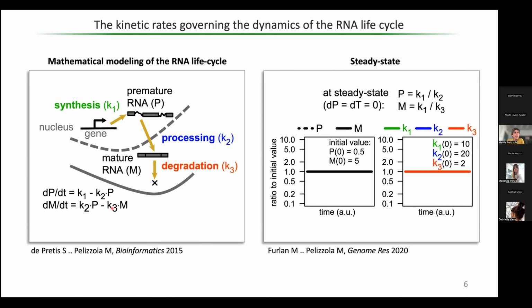At steady state, basically, the change of the abundance of either premature or mature RNA over time or across conditions is zero. Everything is flat over time. So this implies that premature RNA abundance is determined by the balance between synthesis and processing, and mature RNA abundance is determined by the balance between synthesis and degradation.